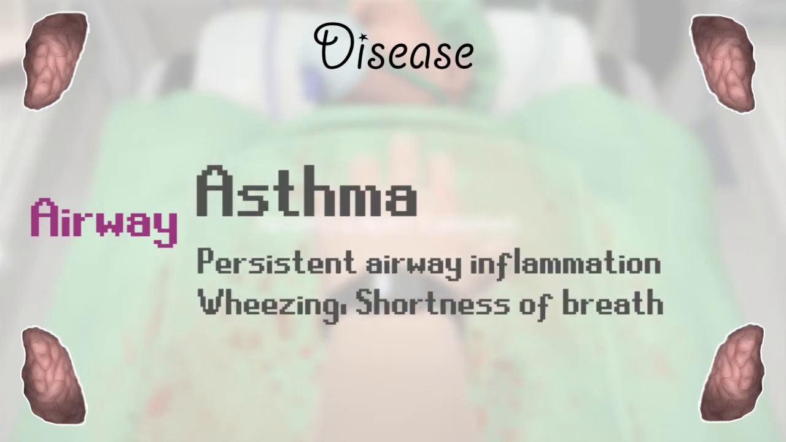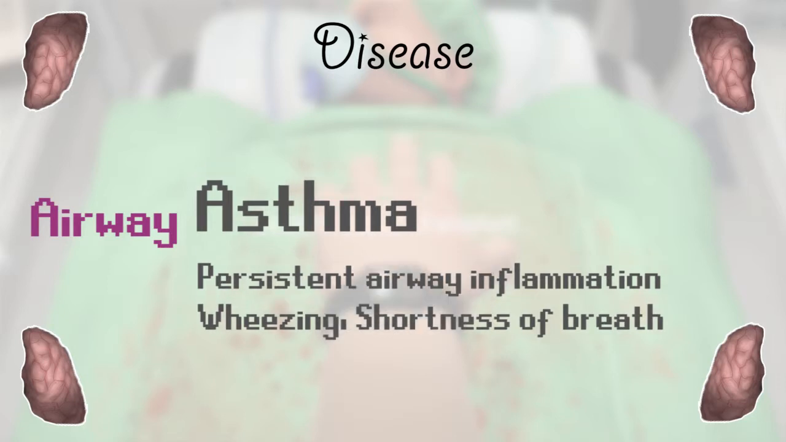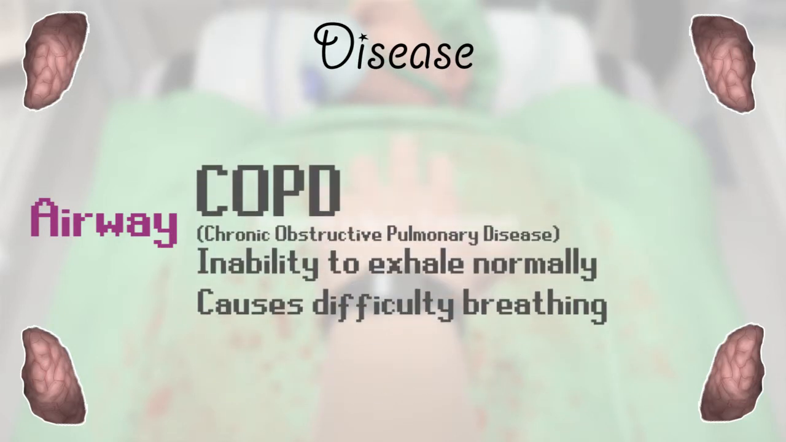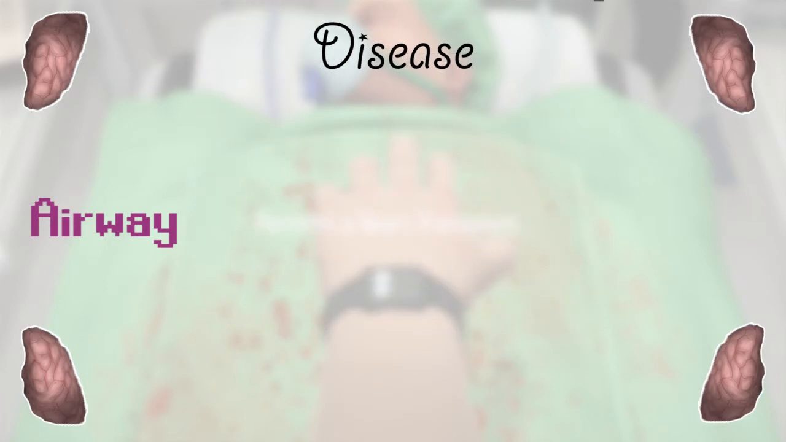Asthma is diagnosed when the airways are persistently inflamed and may occasionally spasm, causing wheezing and shortness of breath. Allergies, infections, or pollution can trigger asthma's symptoms. Chronic obstructive pulmonary disease, or COPD, are lung conditions defined by an inability to exhale normally, which causes difficulty breathing because you can fill your lungs, but then exhaling is difficult.